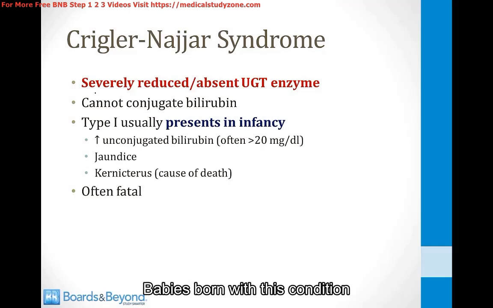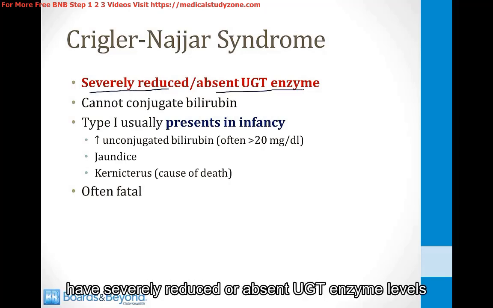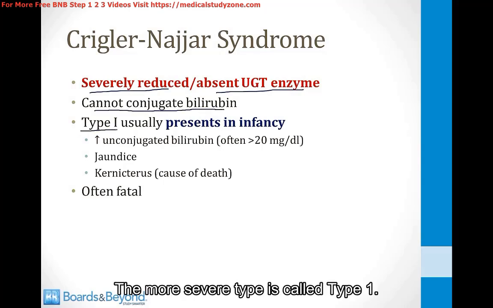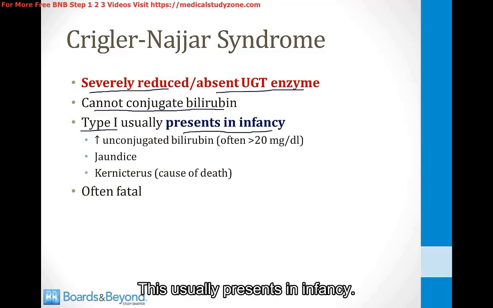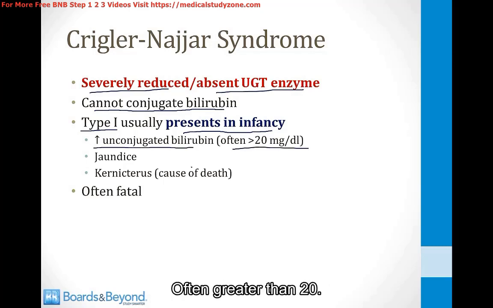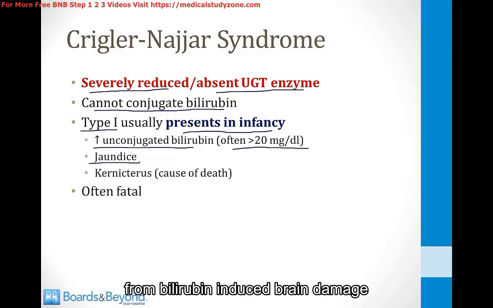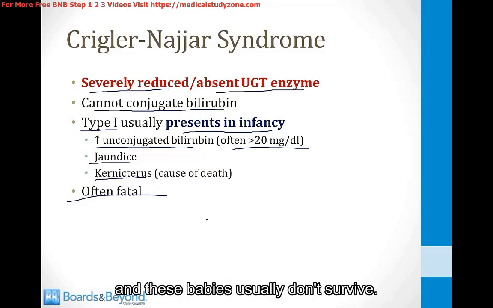Babies born with this condition have severely reduced or absent UGT enzyme levels inside of their liver cells. As a result, these babies are unable to conjugate bilirubin effectively. The more severe type is called type 1. This usually presents in infancy. These babies have very high levels of unconjugated bilirubin, often greater than 20. They have jaundice that is obvious from looking at their skin, and they often die from bilirubin-induced brain damage, which is called kernicterus. We'll talk about that in a minute. This is often a fatal condition, and these babies usually don't survive.